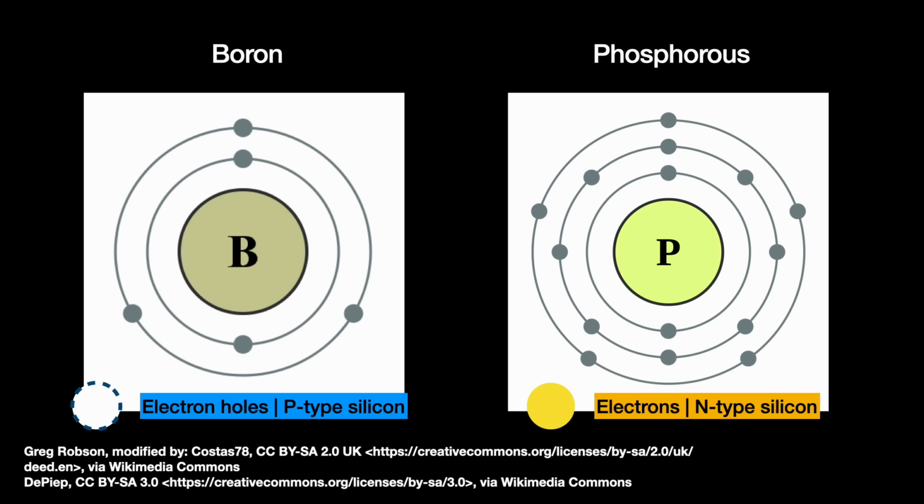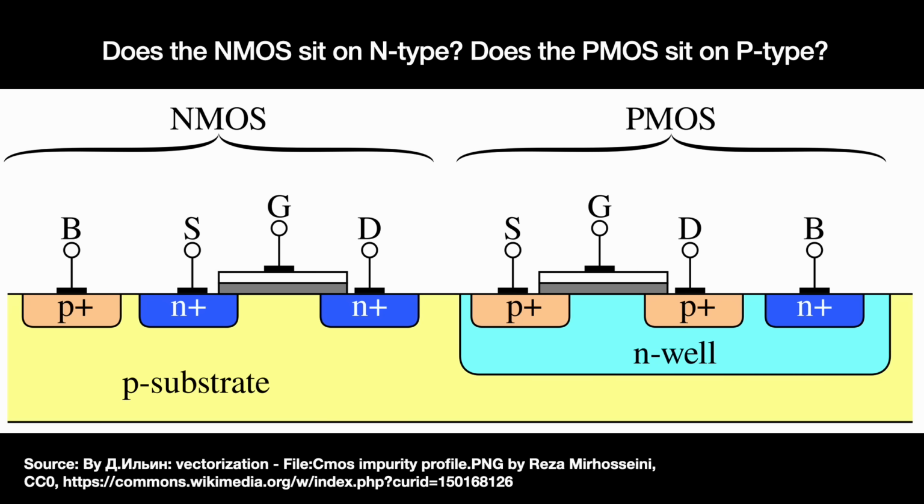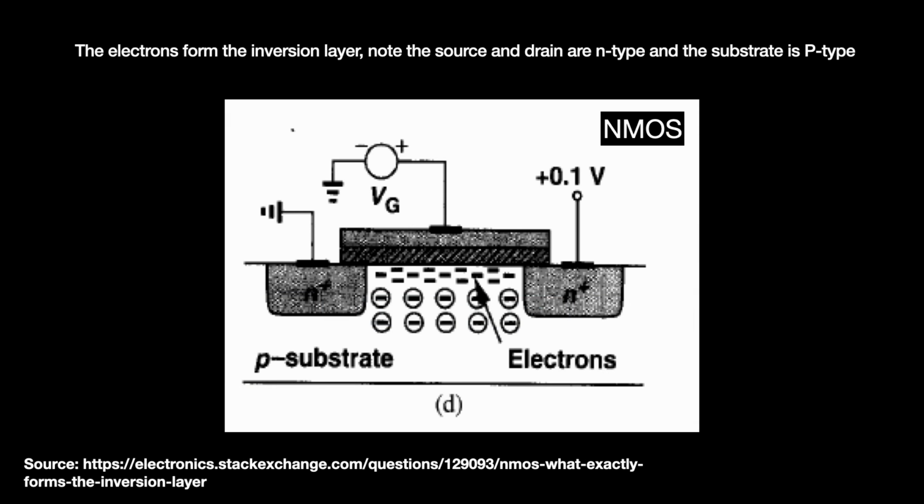You might imagine that the NMOS sits on the n-type well and the PMOS on the p-type well. It does not. It's the opposite. NMOS sits on p-type silicon, PMOS sits on n-type silicon. Why? Because when the gate on a MOSFET opens, it forms what is called an inversion layer in the channel between the source and the drain.